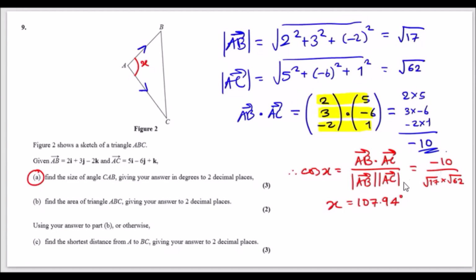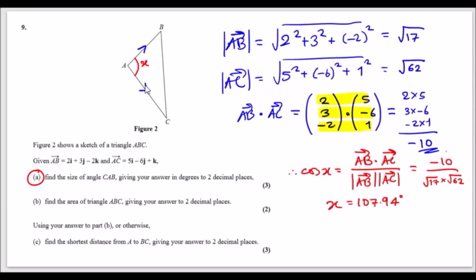Very simple. Now for the magnitude, just use Pythagoras. Looking at the vector AB, just square every single term, and then square root it. Literally as simple as that. Second one, square every single term, 5 squared, 6 squared, and 1 squared, and square root it. So you get root 17 and root 62. Smash it all in, making sure your answer is in degree form, and then cos inverse, and you should get 107.94. Very explanatory, it's just very formula based.